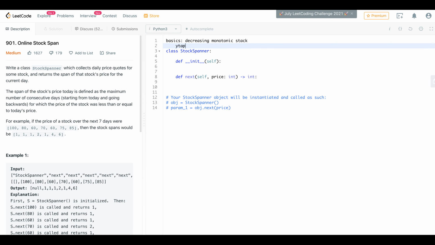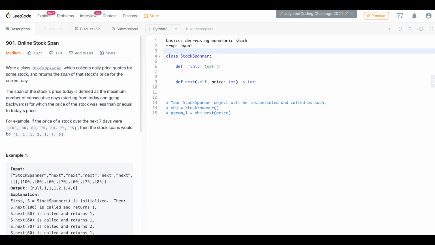One trap with this question that I did wrong on the first attempt is this question is asking you for equal, not only less, but also equal. So you need to be careful when you are writing the condition for your while loop.